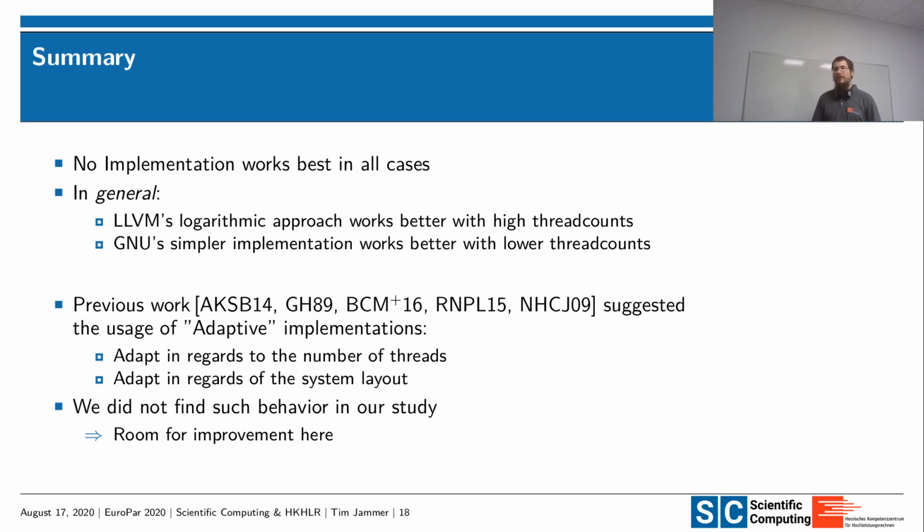Previous work already suggested the usage of so-called adaptive implementations, which means that an implementation might be able to adapt in regards to the number of threads. For example, we want to utilize a GNU-like linear scheme and then switch to an LLVM-like logarithmic scheme once a sufficient number of threads is used. Also, it might be beneficial to adapt in regards to the system layout, for example, first reducing the values inside a single NUMA node and then reducing the values between the NUMA nodes. But we did not find such a behavior in our study, so therefore we think that there is still room for improvement in this area.